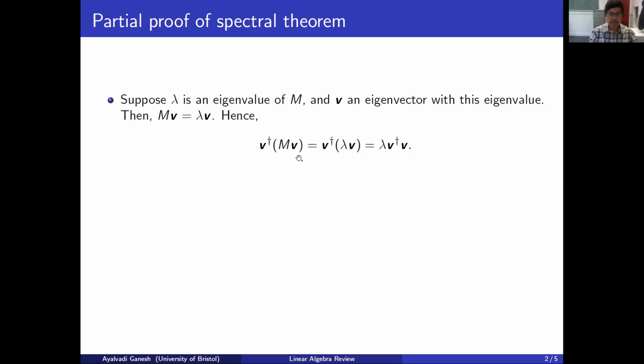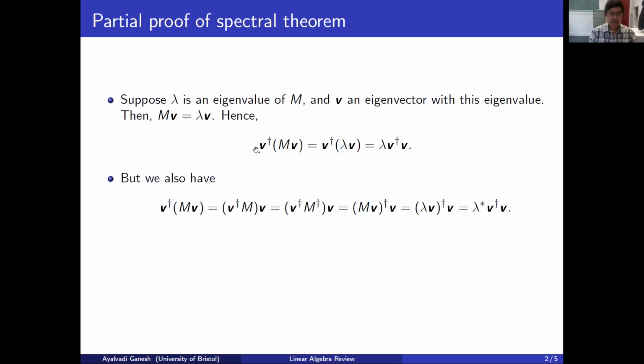Okay. So next, let's evaluate the term on the left. What's this row vector times matrix times column vector? Matrix multiplication is associative, so we can first multiply V dagger and M, and then multiply the result by V. Now M is Hermitian by assumption in the theorem statement, so we can replace M by M dagger.